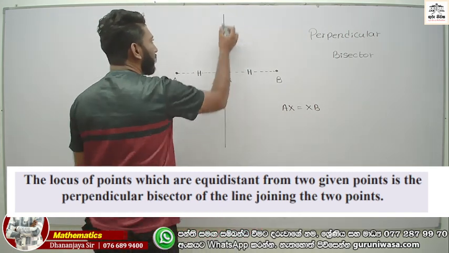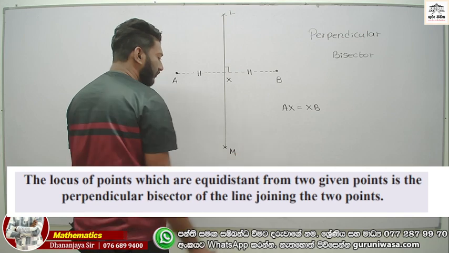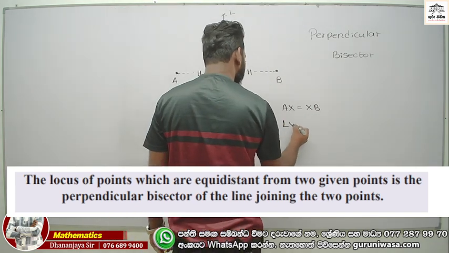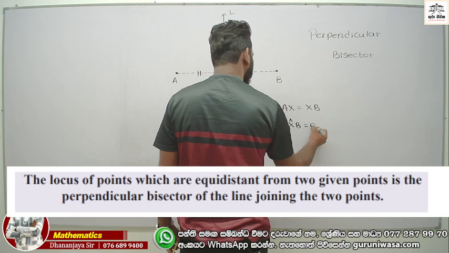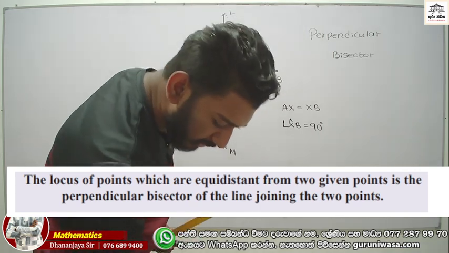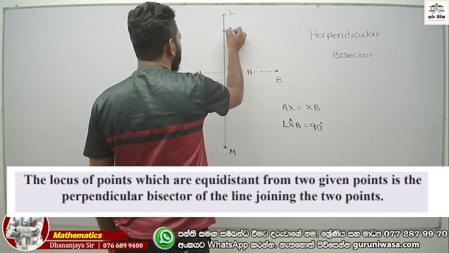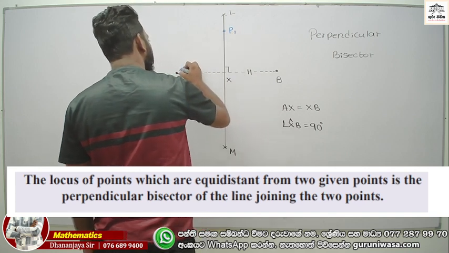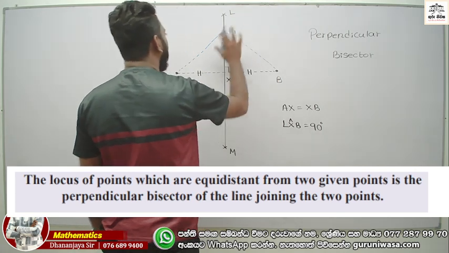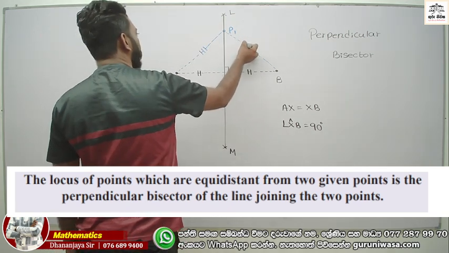Right? Now, this point I'm calling L. This point I'm calling M. Right? And LXM should be 90 degrees. LXB should be 90 degrees. Now I'm going to mark a point P here, P1. Now look at this. A to P1 and B to P1 are both the same. These two lines should be the same.